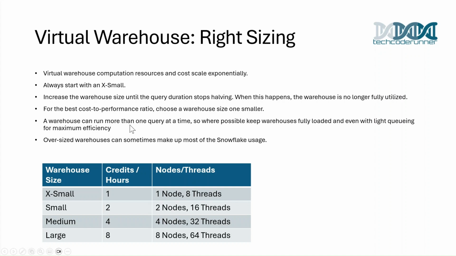A warehouse can run more than one query at a time. So wherever possible, keep the warehouse fully loaded, even with light queuing, for maximum efficiency. Oversized warehouses can sometimes make up most of the Snowflake usage.